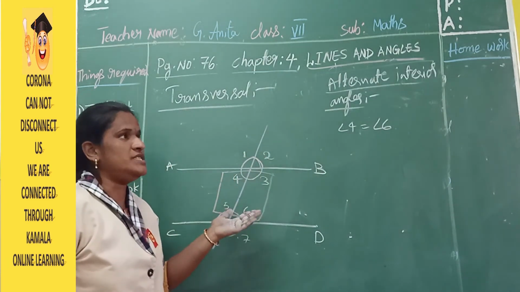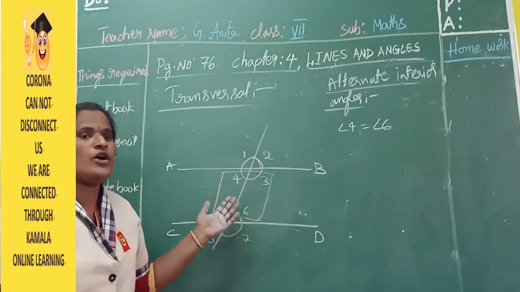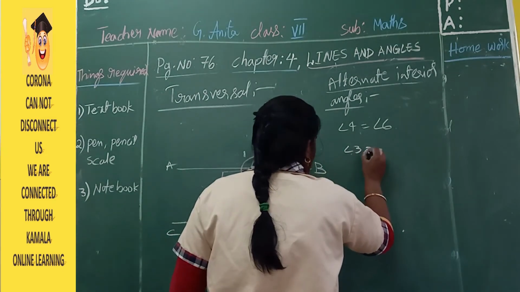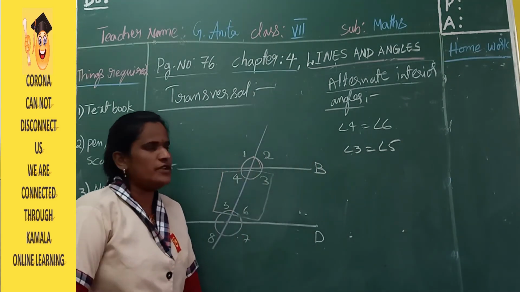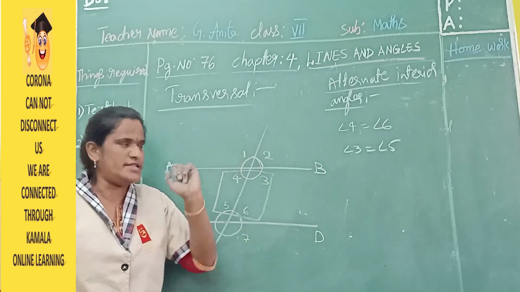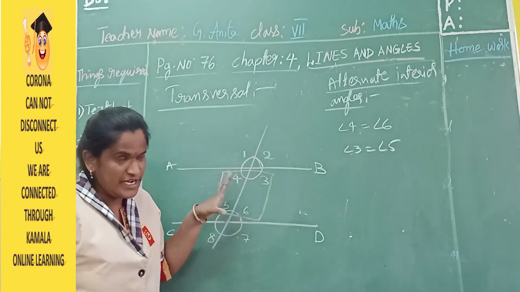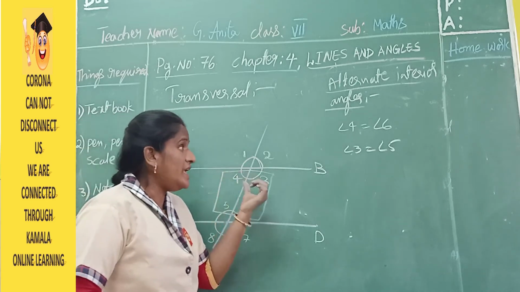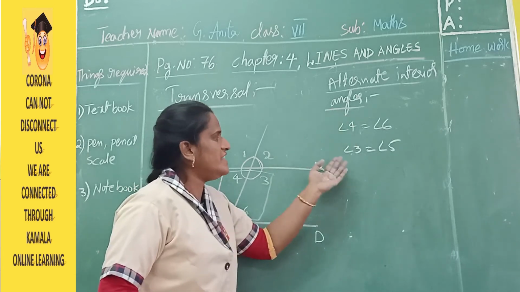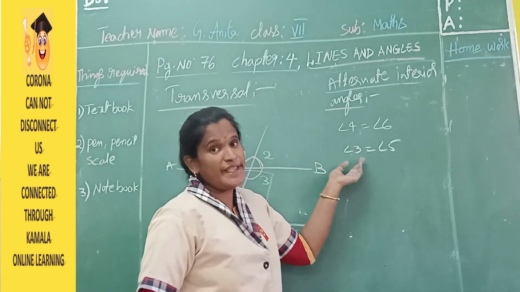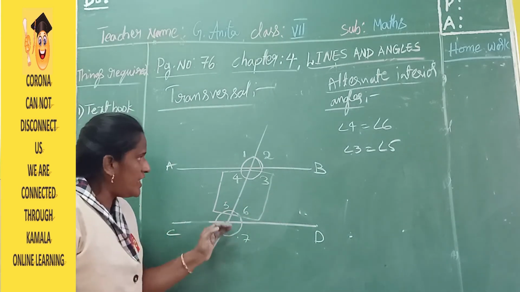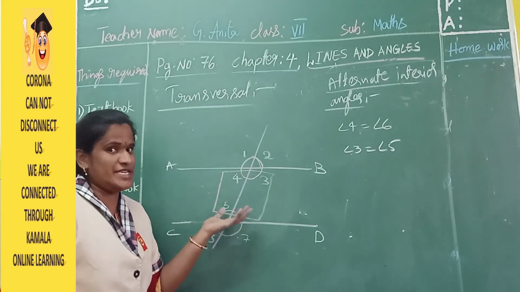Why are they both equal? Because they are alternate interior angles of the transversal. So that's why they both are equal. Next, angle 3 is equal to angle 5. Why are they both equal? Alternate interior angles. Clear, students? Repeat, everyone clear? Why am I saying angle 4 is equal to angle 6? Because they are alternate interior angles. Angle 3 is equal to angle 5. They both are equal because they are alternate interior angles.